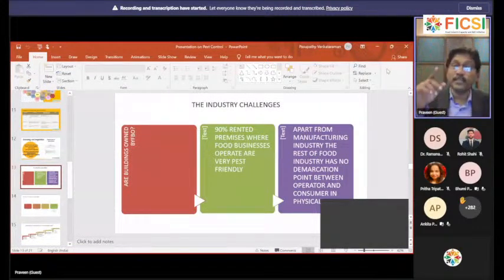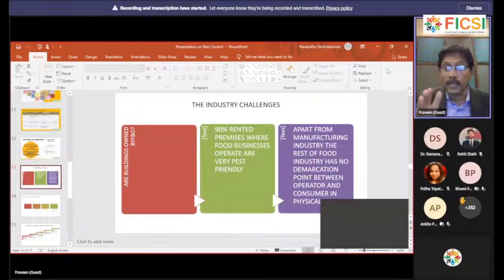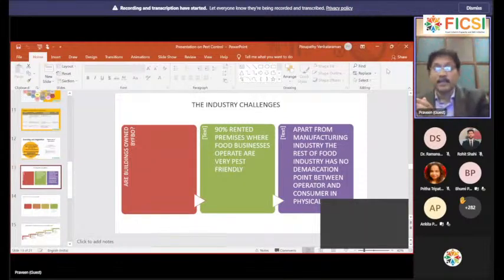Now, when you ask them the first question, are the buildings owned by the food business operators? The answer is no. So obviously, they are not in any way designed to control pests. On the other hand, they are extremely pest friendly. And the problem is 90% of rented premises are such that little or no consideration is given to pest management.